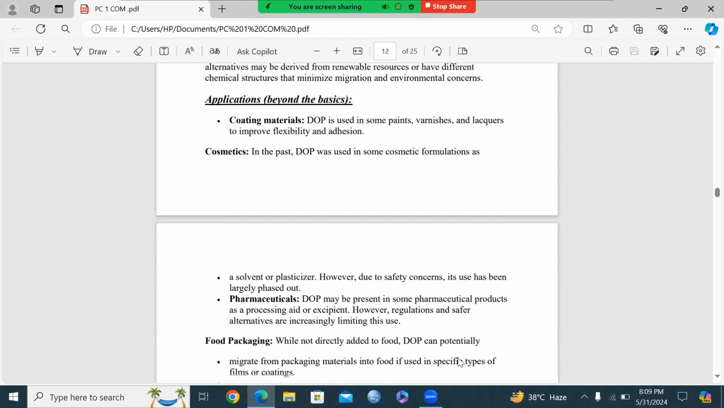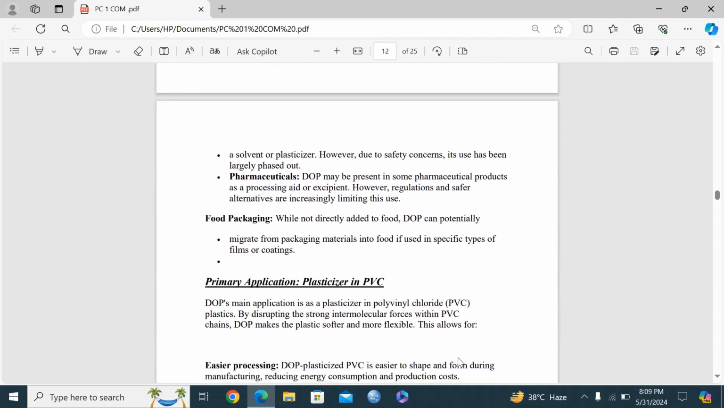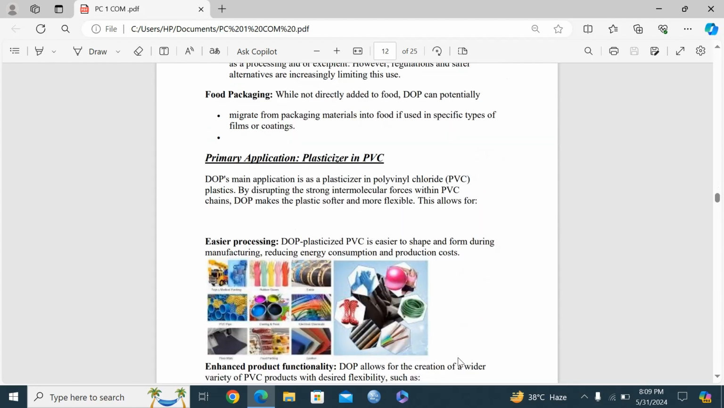Applications. Coating material. DOP is used in some paints, varnish, and lacquer to improve flexibility and adhesion. Cosmetics. In the past, DOP was used in some cosmetic formulations as a solvent and plasticizer. Pharmaceutical. DOP may be present in some pharmaceutical products as a processing aid and excipient. However, regulation and safer alternatives are increasingly limiting this use. Food packaging. While not directly added to food, DOP can potentially migrate from packaging material.